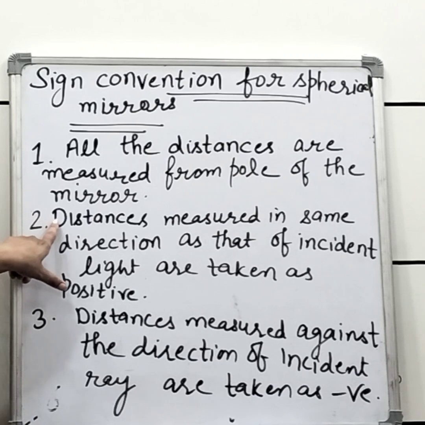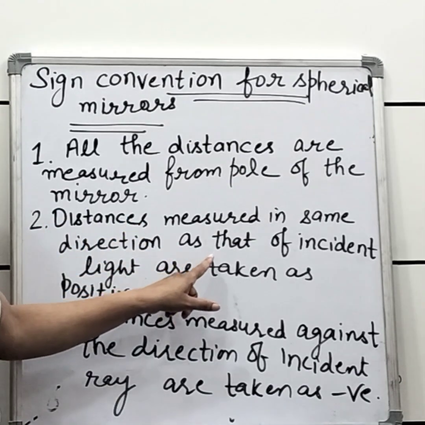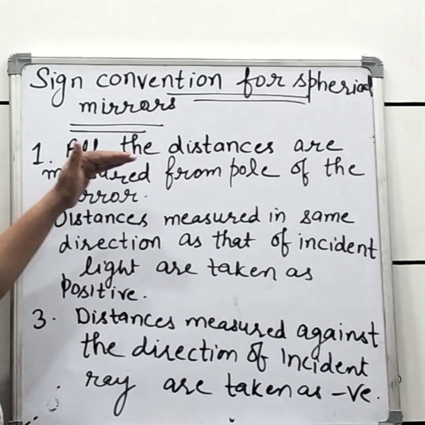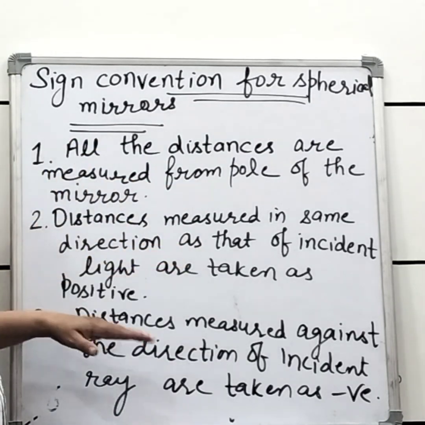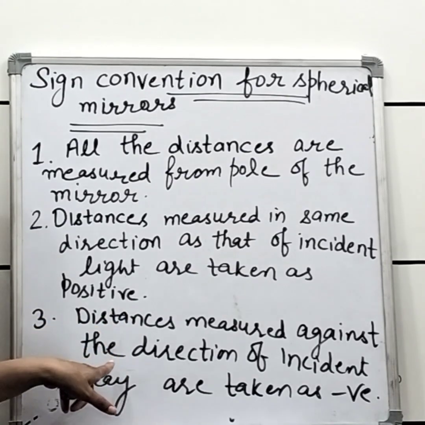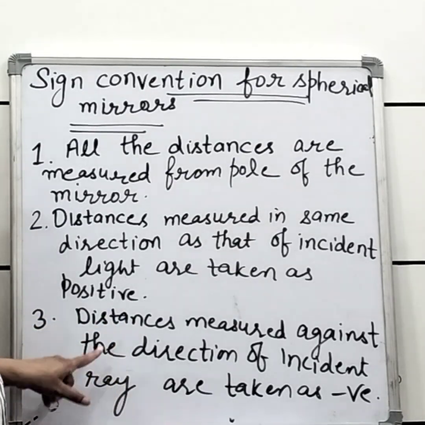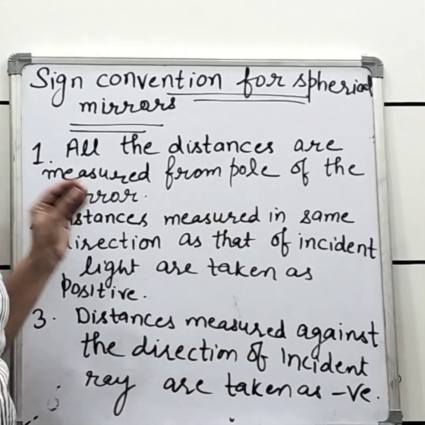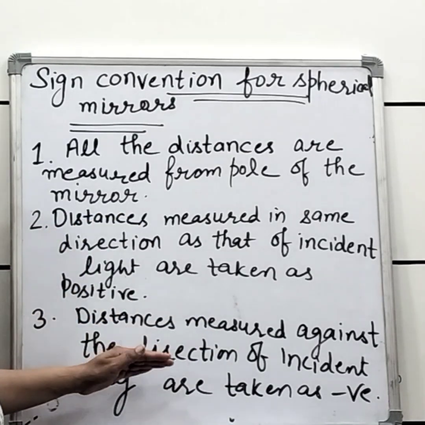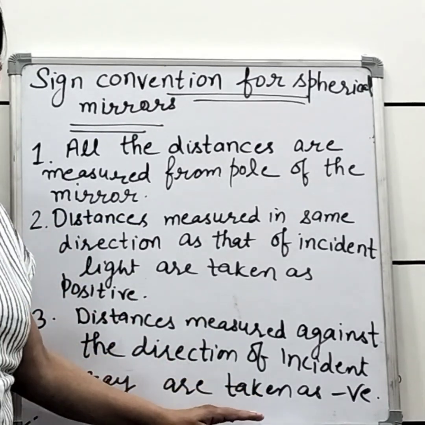Second, distance measured in the same direction as that of incident radiation: in whichever direction the incident radiation is going, if you measure the distance in that same direction, then it will be taken as positive. Distance measured against the direction of incident radiation is taken as negative. If the incident radiation is going in one direction and you measure the distance in the opposite direction, then it will be taken as negative.